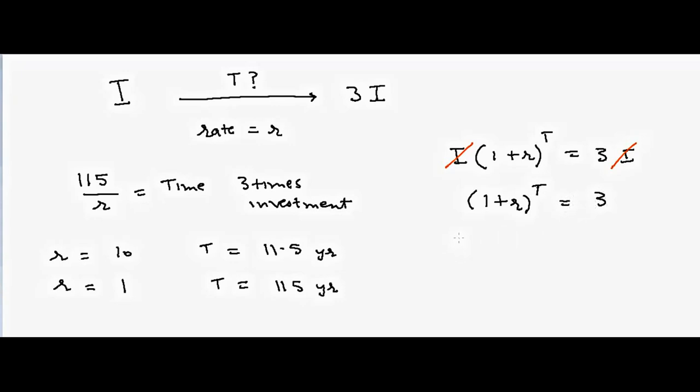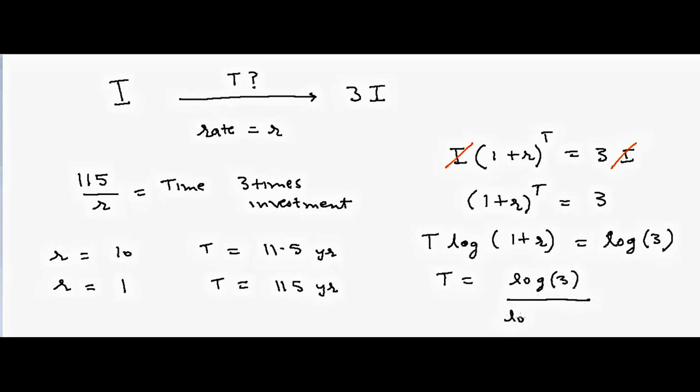So if we solve this equation, we can take log on both sides. So if we take log, (1 + r)^t is equal to 3, so t log(1 + r) is equal to log of 3. So t is equal to log of 3 divided by log of 1 plus r. So let's try to solve this equation in Excel.